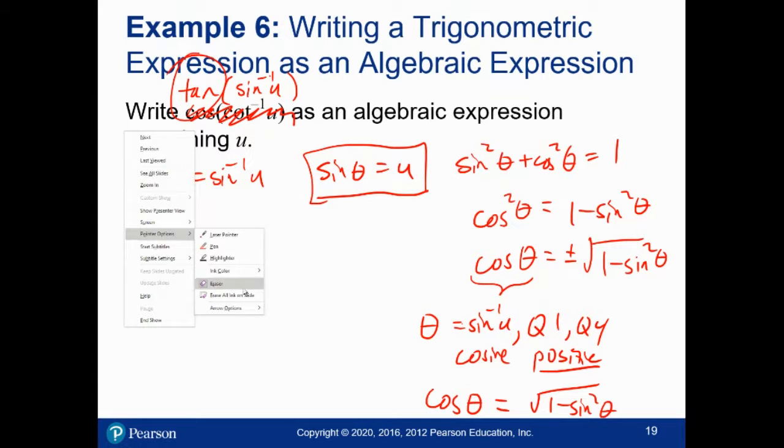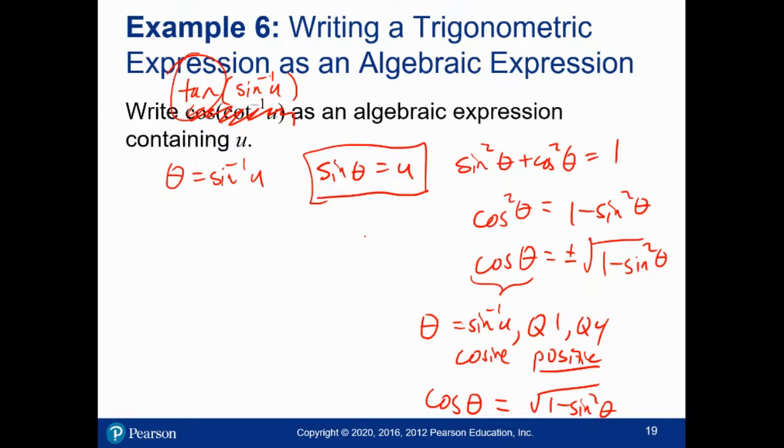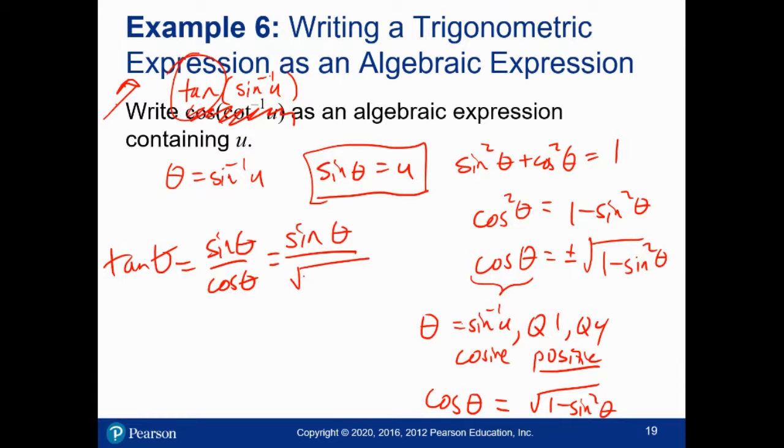So now, we're not trying to find cosine theta. We're trying to find tan of theta. Remember, up here at the beginning, we're trying to find tangent of arc sine u, which is what we called theta. But tangent of theta is exactly sine of theta over cosine of theta. So I have the sine of theta over the square root of 1 minus sine squared of theta. Because remember, we specifically did know that the cosine of theta was this positive square root down here.